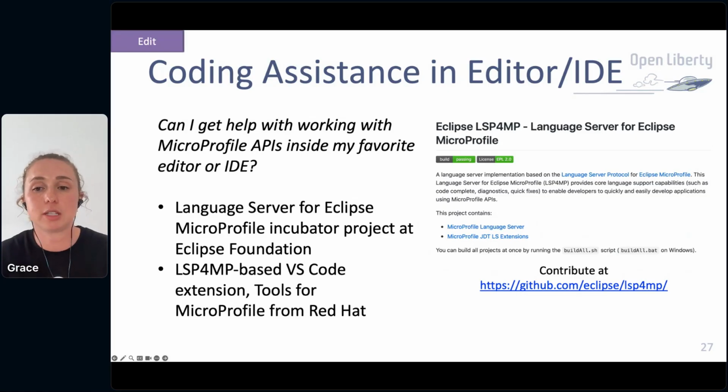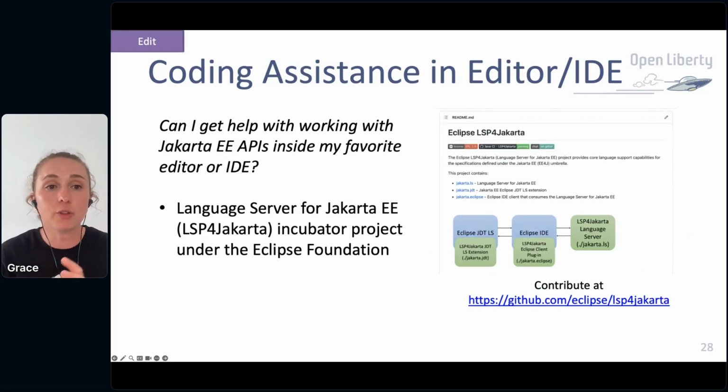So there's a VS Code extension from Red Hat, for example, which is tools for MicroProfile. And we also make use of it within the Liberty Tools plugin that I showed earlier. As well as MicroProfile, there's also a sort of associated project, which is for Jakarta EE. This is LSP for Jakarta. Bear in mind, both of these are incubator projects, again, both under the Eclipse Foundation.